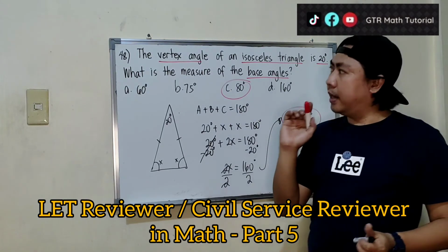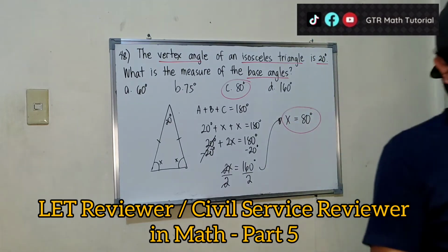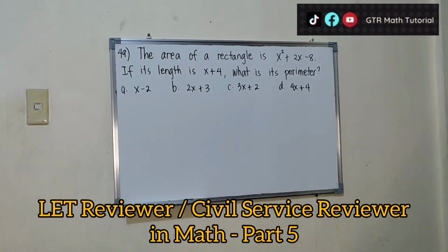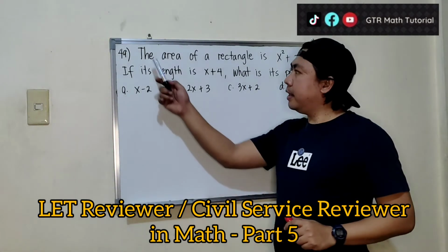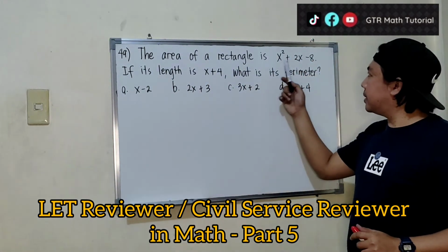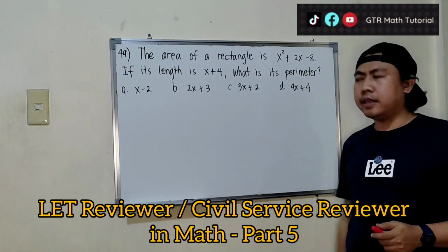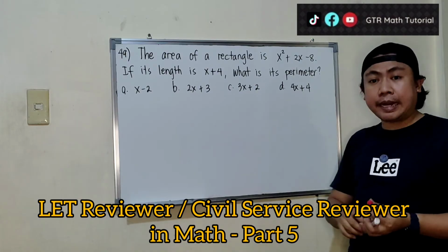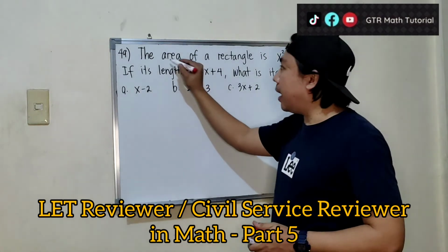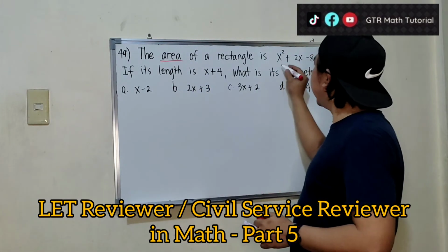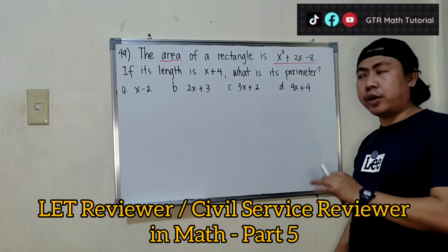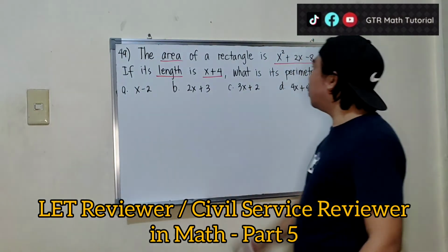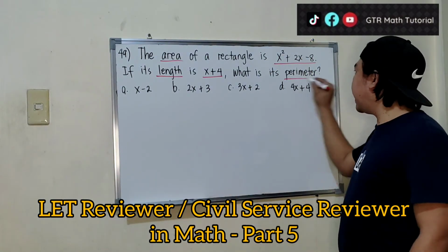Okay, so another example, number 49. The area of a rectangle is x squared plus 2x minus 8. If its length is x plus 4, what is its perimeter? So given, area ng rectangle is x squared plus 2x minus 8. If its length is x plus 4, what is its perimeter?